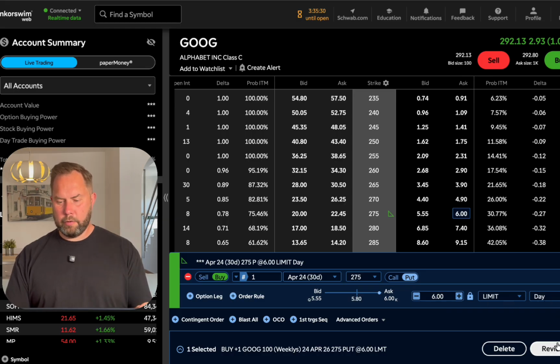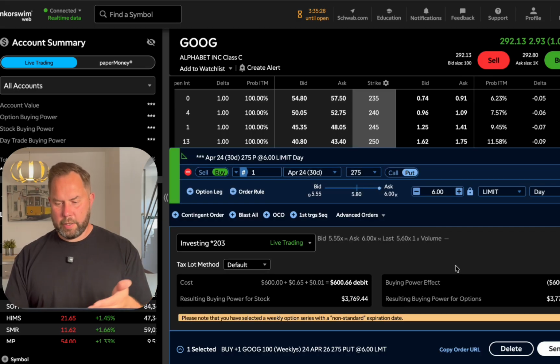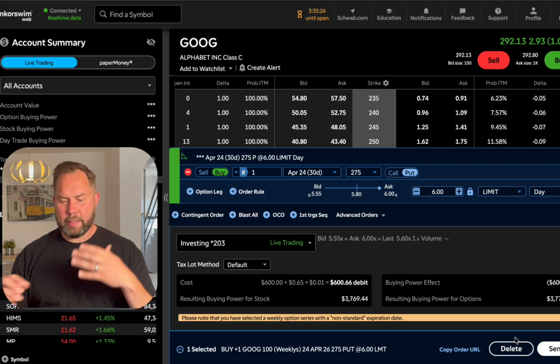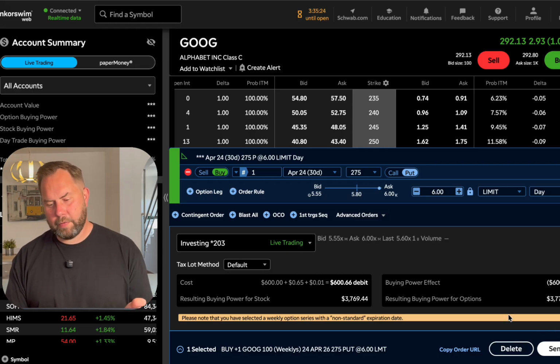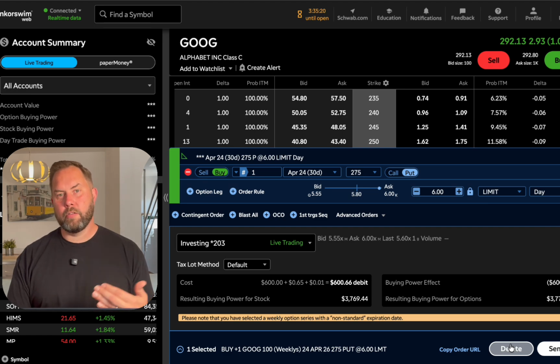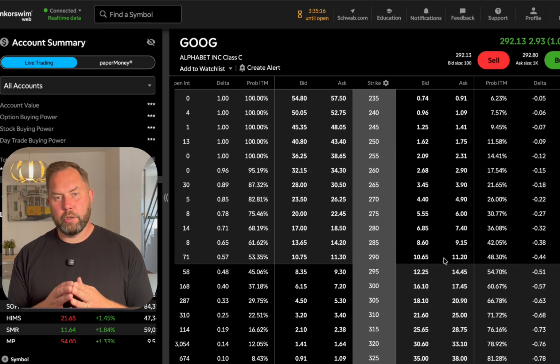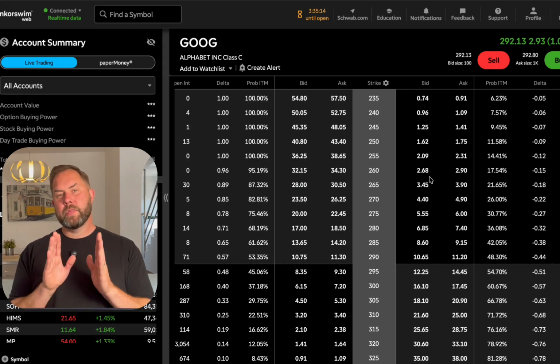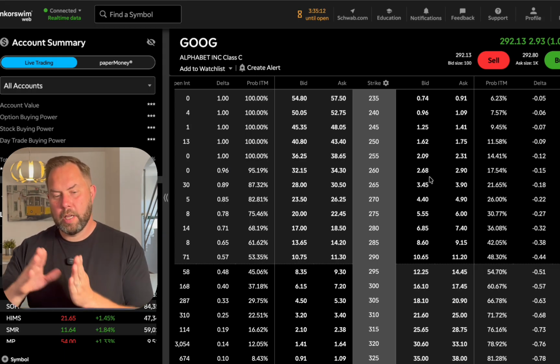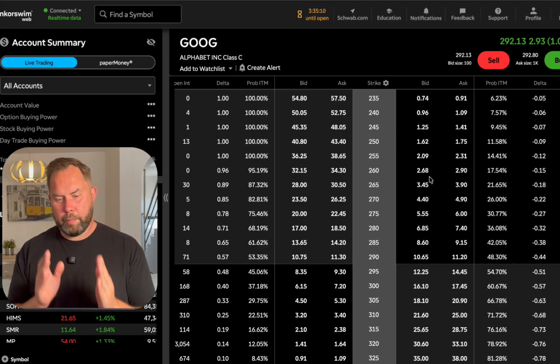You would hit review, and then you'd hit send, and you would be spending $600 plus the options fee in hopes that Google falls to 275 or below. If it falls below, you're making a lot of money, but that's how you would buy a put. And again, $600 is the most you could ever lose on that contract because you bought a put.